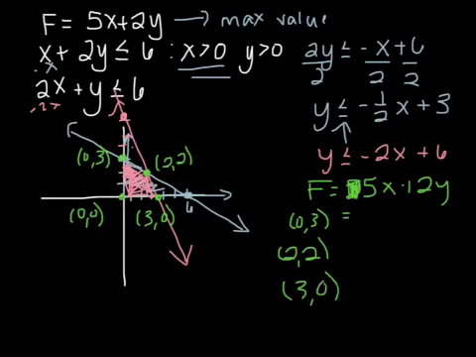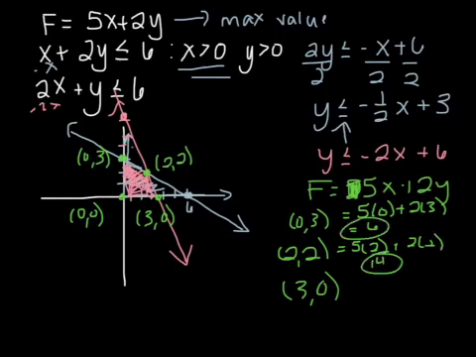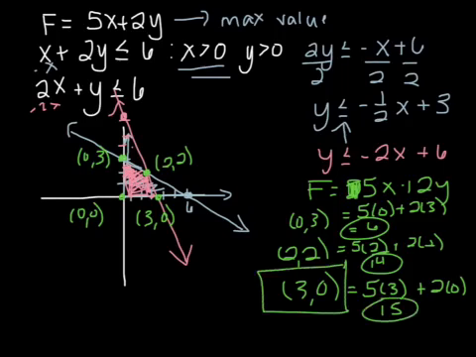So F equals 5 times 0 plus 2 times 3. In this case, it equals 6. Then F equals 5 times 2 plus 2 times 2. So I have 10 plus 4, which is 14. So far I've got a 6 and a 14. The last one equals 5 times 3 plus 2 times 0. So I have 15 plus 0, which is 15. So this point right here is going to produce the maximum value for the function.